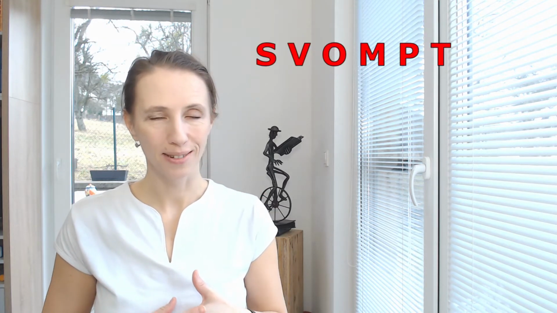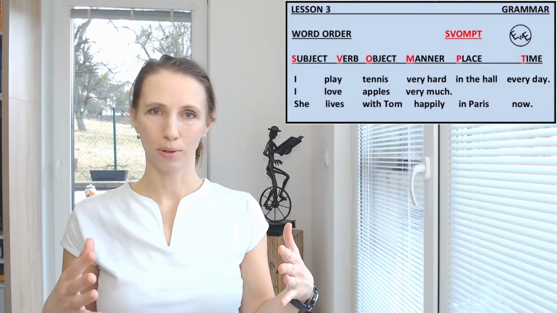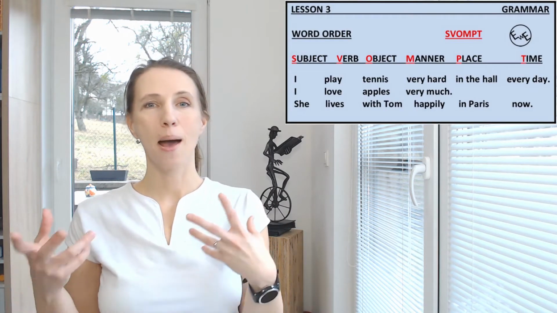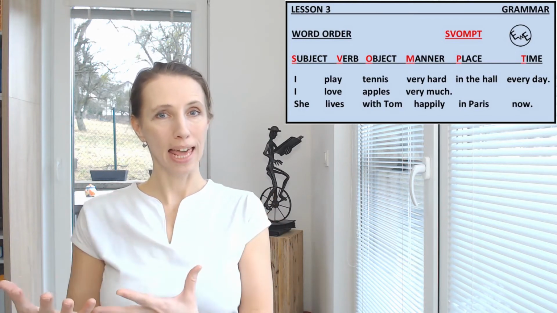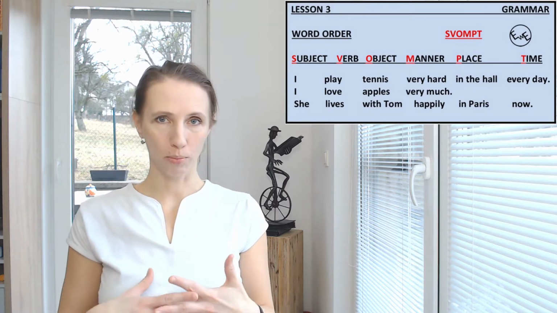Grammar Lesson 3. Let's talk about word order in an English sentence. This acronym will help us a lot. SVOMPT. Subject, verb, object, manner, place, time. SVOMPT.